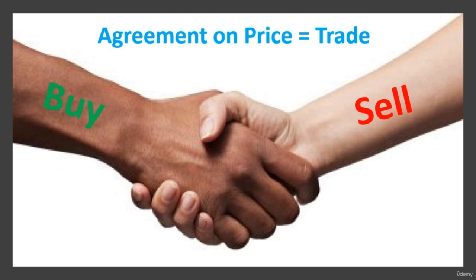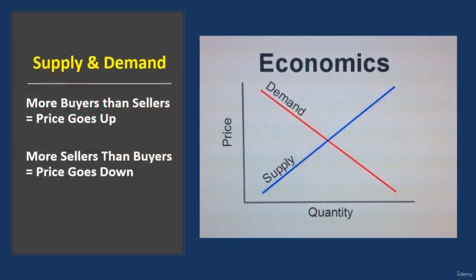Now, when this occurs, something that's really underlying this is supply and demand. If you've had economics courses, you're familiar with supply and demand, certainly the supply and demand curve. But basically, when there are more buyers than sellers for a particular stock, that tends to drive the price up. The price of the stock will go up. And when there are more sellers than buyers, then the price will go down for that stock.